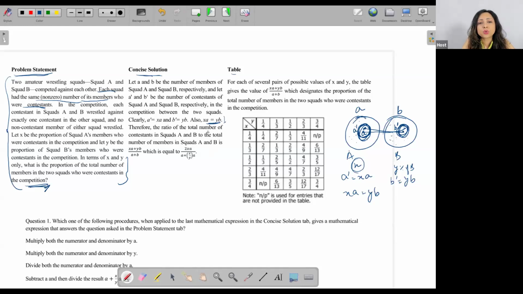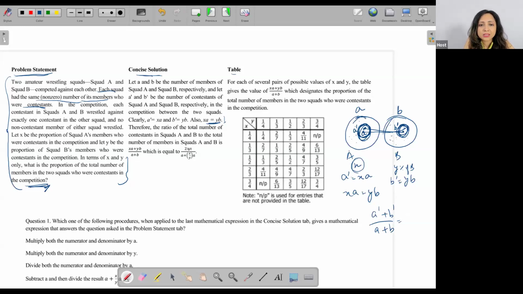Therefore, the ratio of the total number of contestants in squads A and B, that is A dash and B dash, to the total number of members in squads A and B is XA plus YB upon A plus B. Makes sense, right? Because the total number of contestants is A dash plus B dash and the total number of members is A plus B. And now this A dash is nothing but XA, plus YB upon A plus B, right? So I get this, which is equal to, then they're saying this is equal to 2XA upon this.